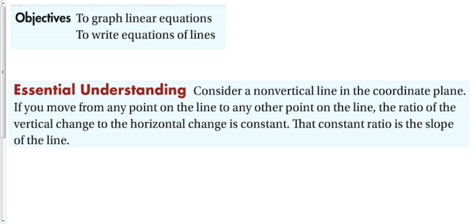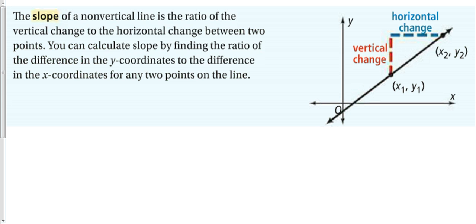So what we're going to look at is a line, right? And we're going to have a non-vertical line, and we're going to have these 2 points. And as we move from one point to the other point, we're going to talk about that ratio, okay? And that ratio is, of course, called the slope of the line. So the slope of this non-vertical line is the ratio of the vertical change to the horizontal change between 2 points. Like, for instance, between this point right here and this point right here, x1, y1, x2, y2.